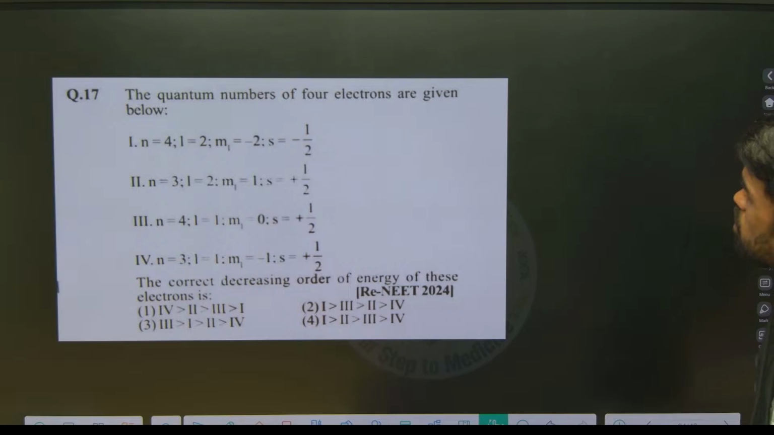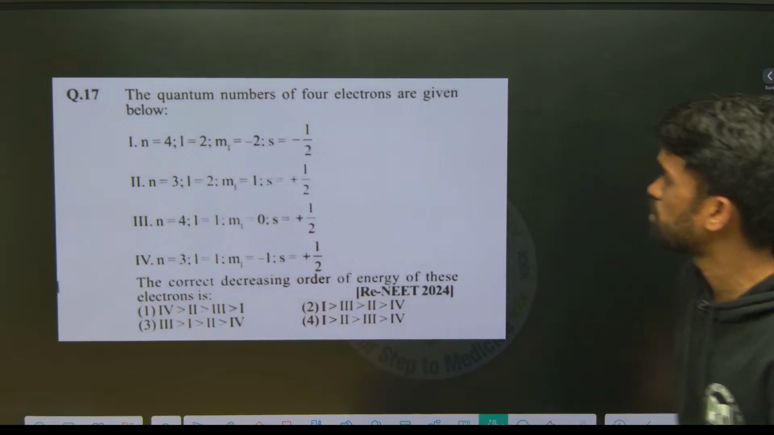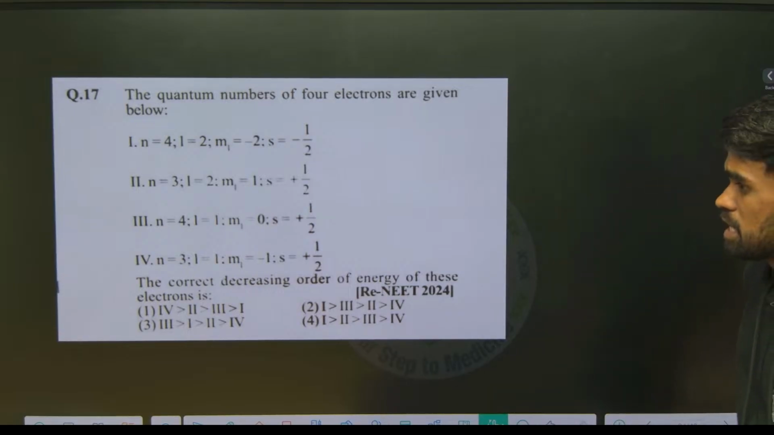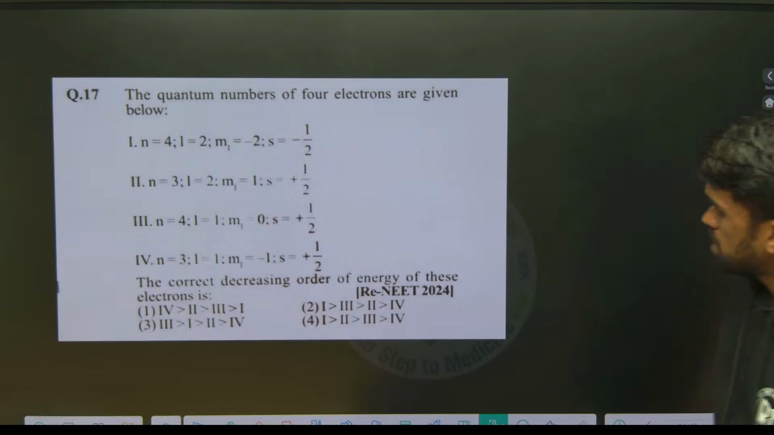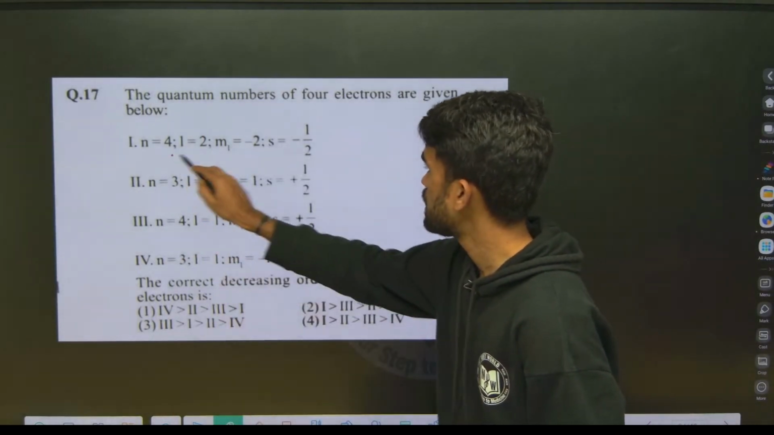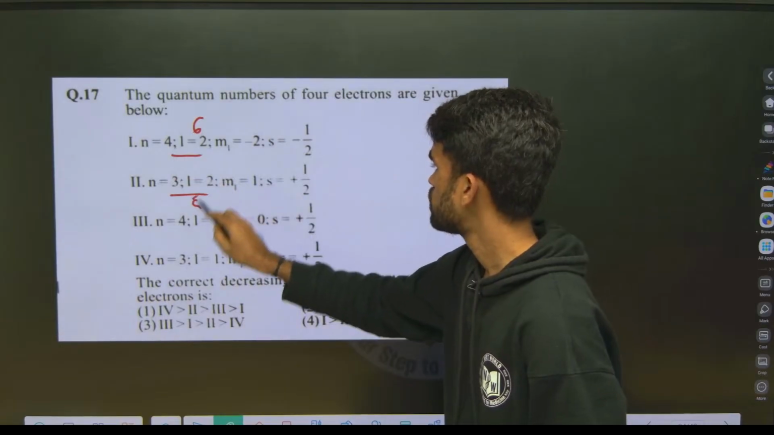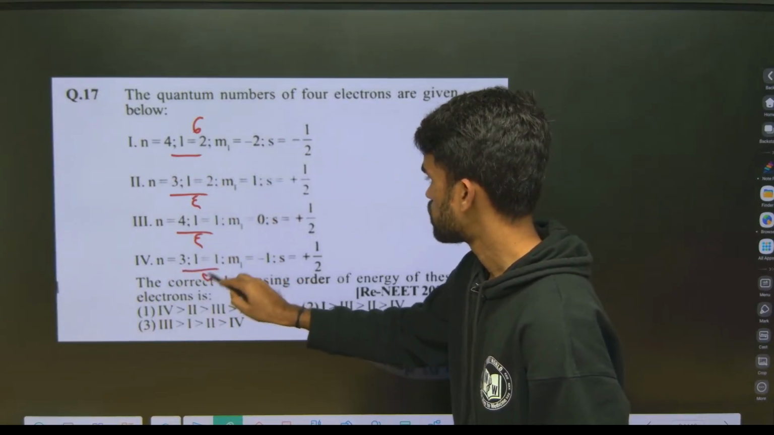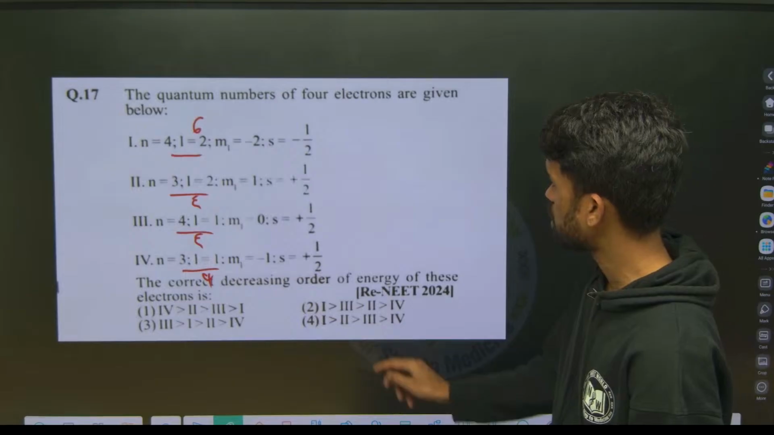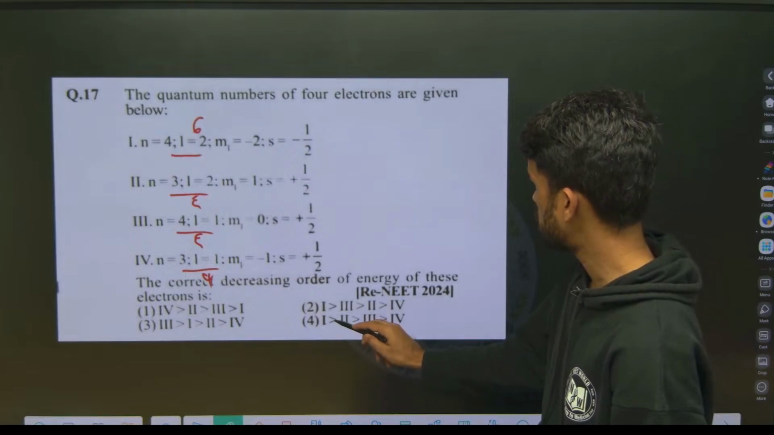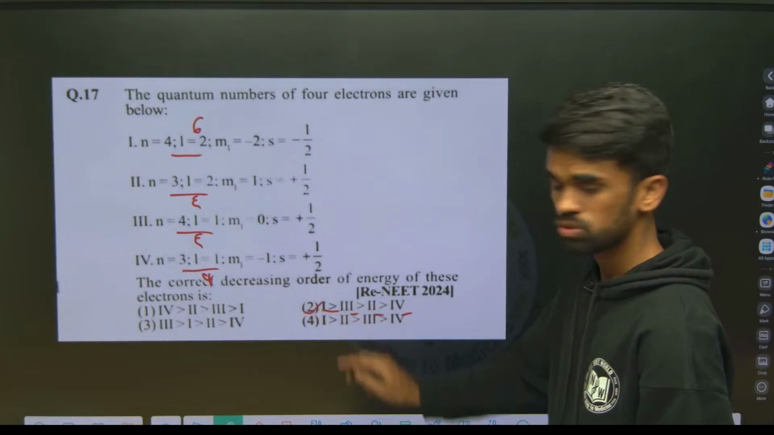The quantum numbers for 4 electrons are given below. Tell me the correct decreasing order of energies. Fast. 1, 3, 2, 4. Where do we have? See, here it is again 6, 5, 5, 4. So 6, 1, next 1, 3, 2, 4. Second option.